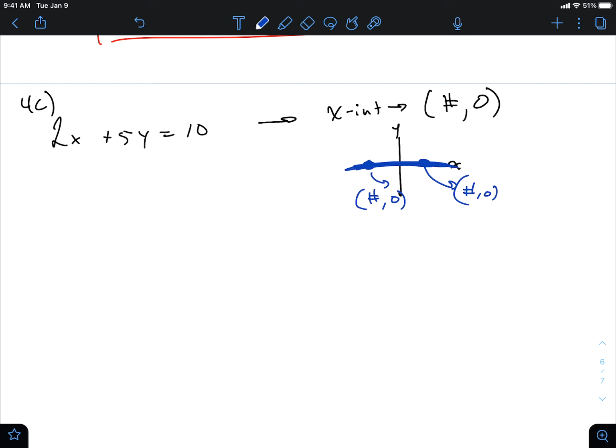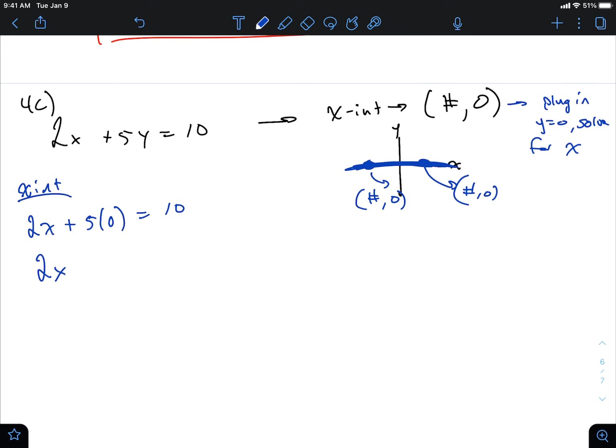So to find an X-intercept, plug in Y equals 0, solve for X. Okay, so that's the X-intercept. We're going to plug in 0 for Y. So we're going to get 2x plus 5 times 0 is equal to 10. Well, 5 times 0 is nothing. So you're going to get 2x is equal to 10.